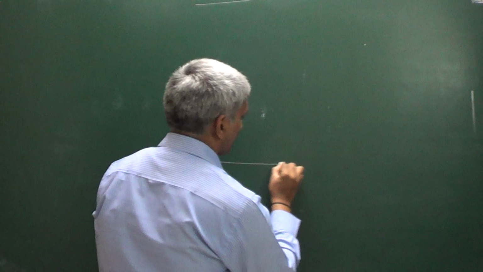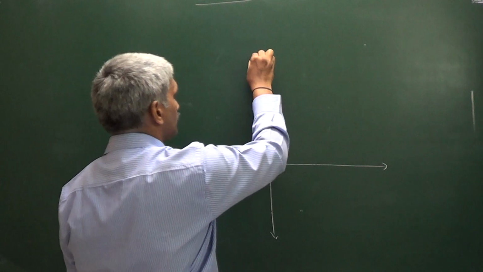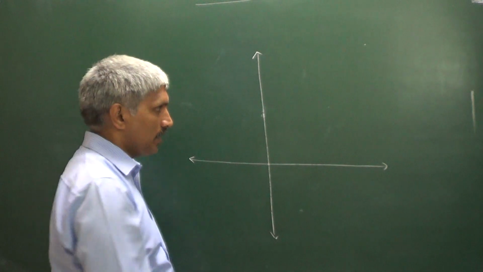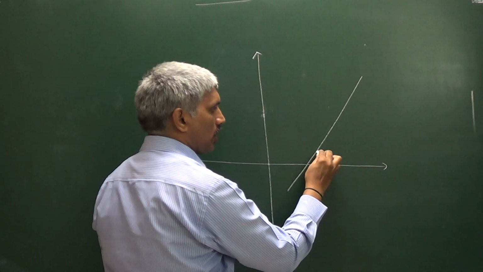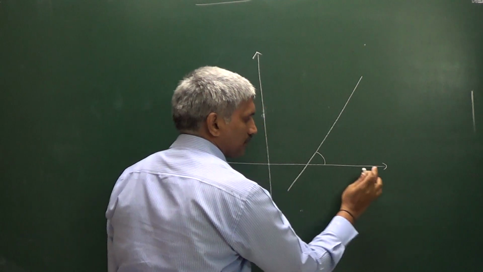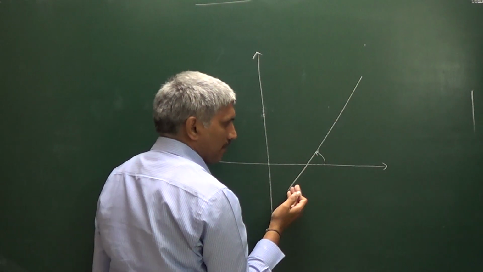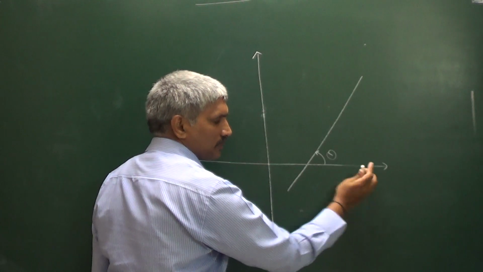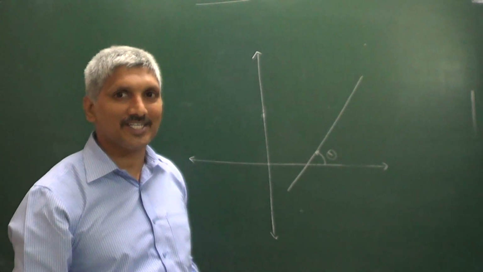You know, this is the x-axis and this is the y-axis, where these two intersect, which we will call the origin. A line makes an angle theta with the positive direction of the x-axis in the anti-clockwise sense. That theta is called the inclination of a line.